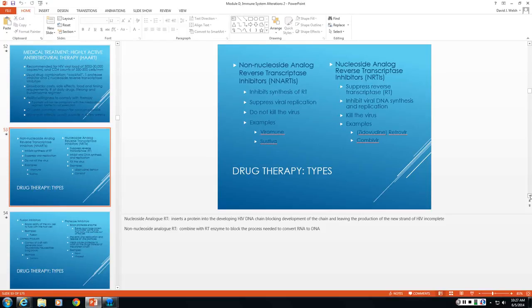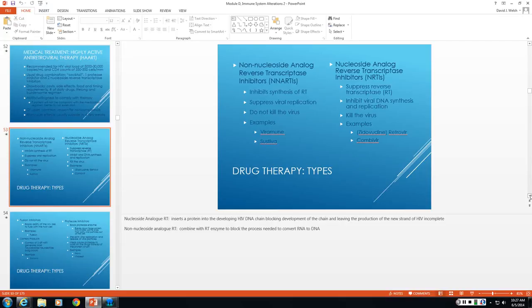So, your NRTIs, which is your nucleoside analog reverse transcriptase inhibitors. They're going to suppress your reverse transcriptase. They're going to also inhibit the viral DNA synthesis and replication. So they're going to help to kill the virus. Examples of these we talked about: Retrovir, also Combivir.